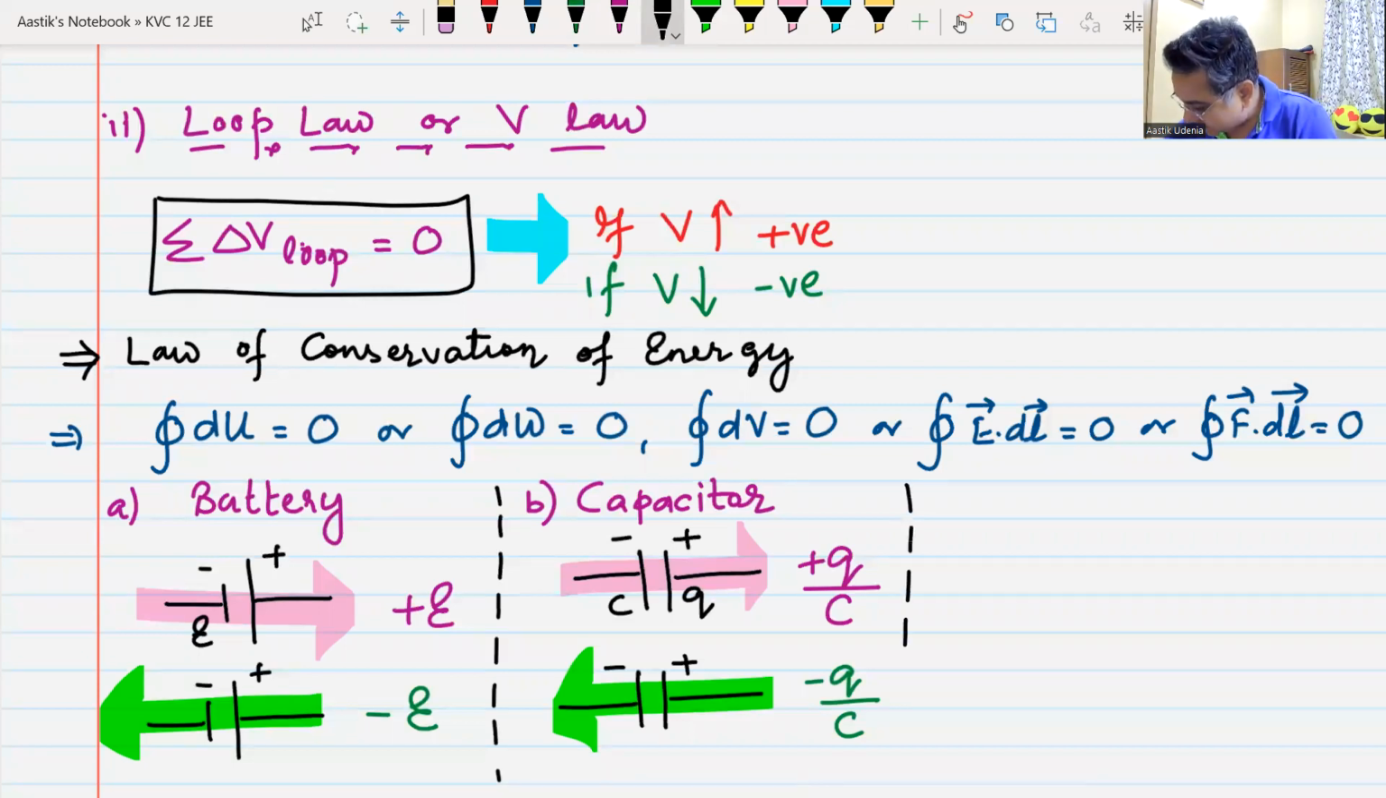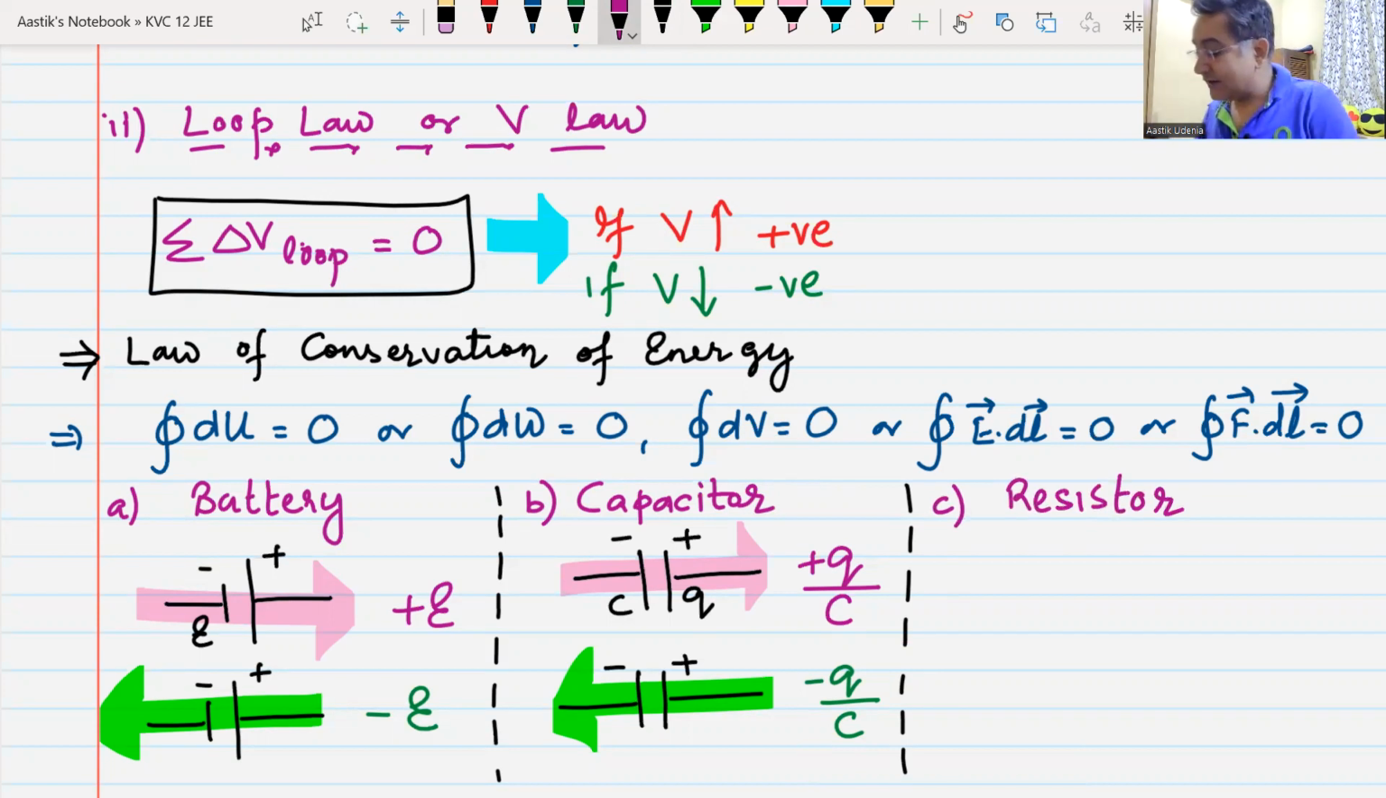What is the third element which we are going to do together with this? Resistor. Yes, our new friend, which is not our friend till now, but is going to be our friend. Now, in case of a resistor, there will be no charge, but there will be current. This is the resistor. Resistance is R, and this is the current.